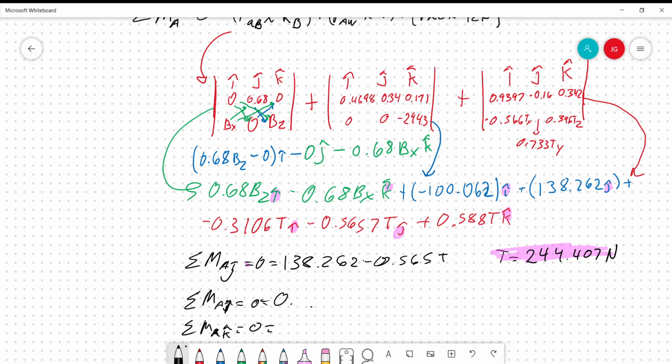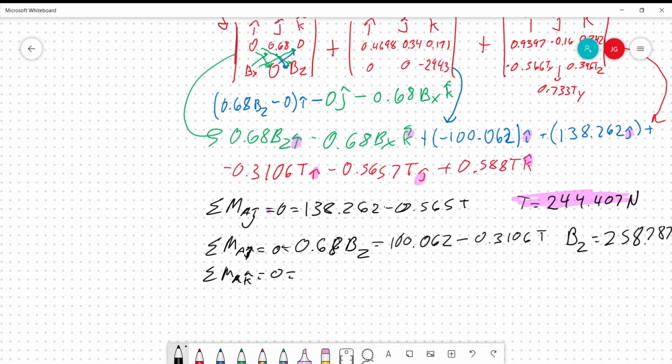So now you got the 0.68 BZ, right, equal to minus 100.062 and then minus 0.3106 T. Alright, and then we get BZ equal to 258.787 units, because you just plug in that T. We solve it. It's awesome.